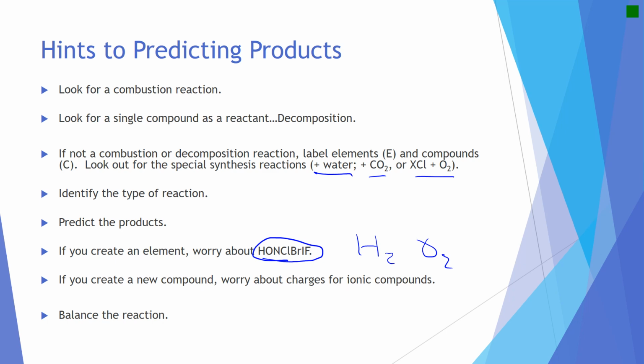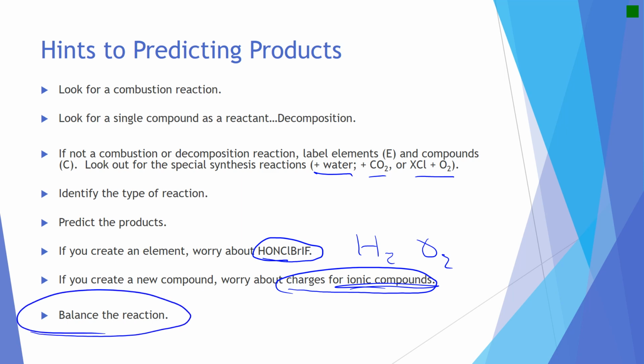If you create a new compound, most likely you're going to have to worry about those charges. If it is an ionic compound, you will always be worrying about charges. And typically in this class, we deal with a lot of ionic compounds, so you'll tend to be thinking about charges a lot. After you have predicted all this, worried about the charges, worried about your Hinkle-Brinkles, then your last step is to actually balance the reaction.